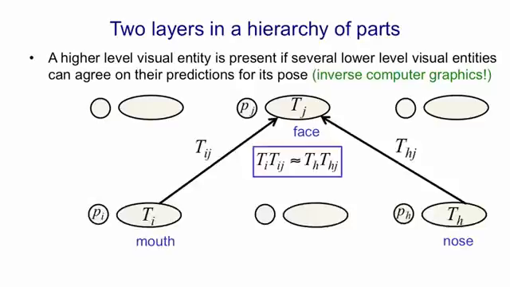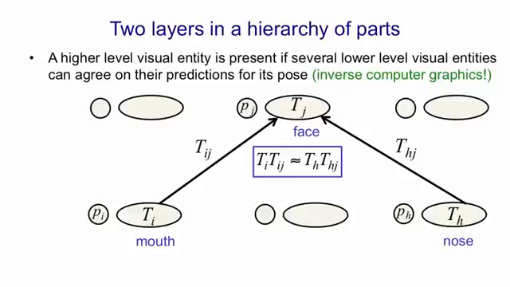We have a similar representation in the layer below, where we have a representation of the pose for a mouth and a representation of the pose for a nose. And we're going to recognize a face by noticing that those two representations make consistent predictions. So we take a vector of activities that represents the pose of the mouth. We multiply it by a matrix Tij that represents the spatial relationship between a mouth and a face, and we get a prediction Ti times Tij for the pose of the face.